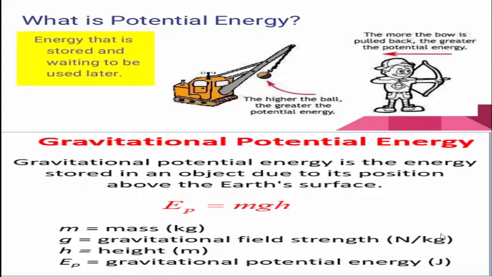The gravitational potential energy is the energy which is stored in an object due to its position above the Earth's surface. And the gravitational potential energy formula becomes mgh, where m is the mass of the body, g is the acceleration due to gravity, that is taken as gravitational field strength, and h is the height.